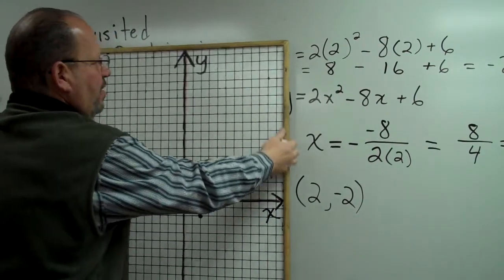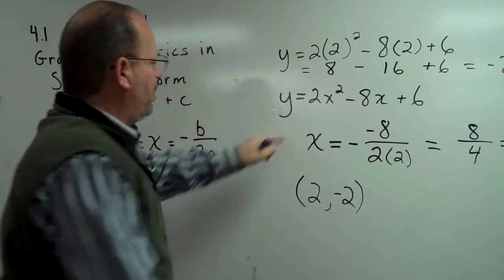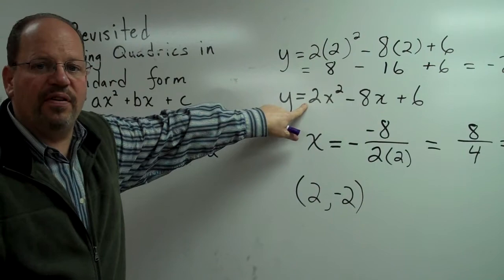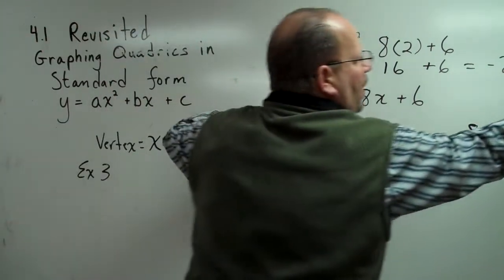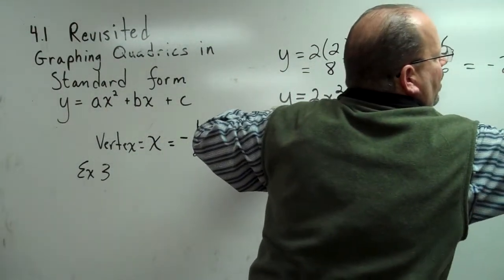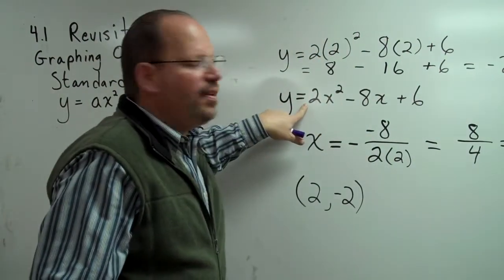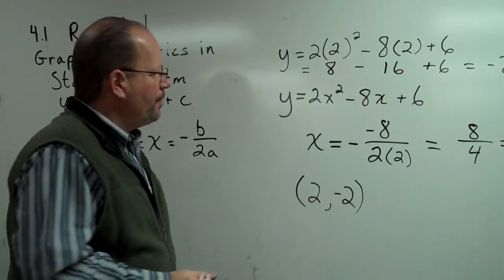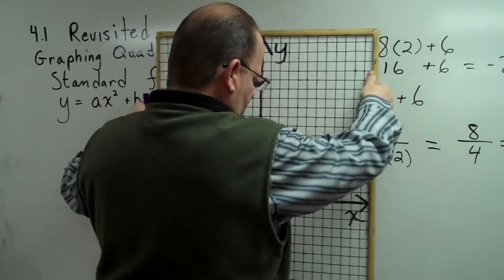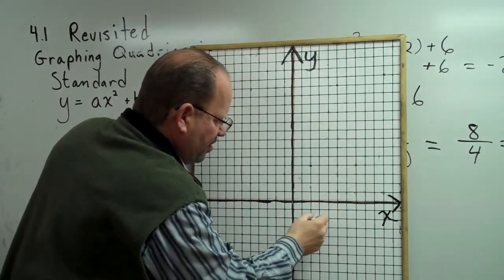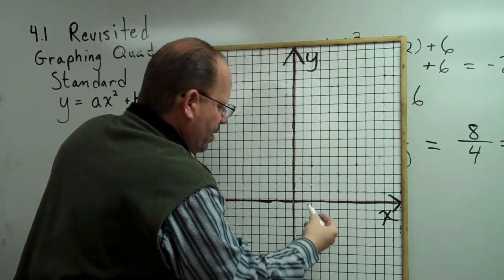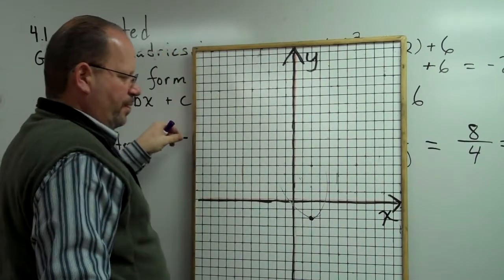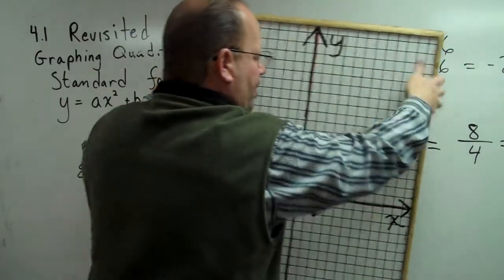Now, when we look at the equation, if this leading coefficient is positive, the parabola will open up. If it's negative, the parabola will open down. This one is positive, so our parabola is going to open up. And I don't want to draw it until I give you just 2 more points. Okay, but we know it's going to open up.